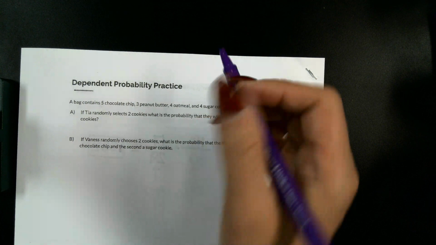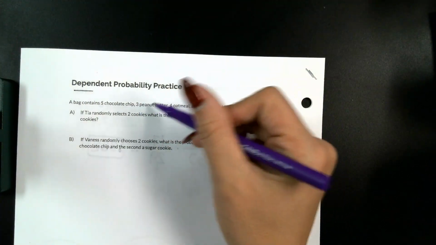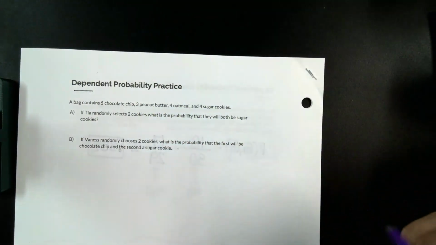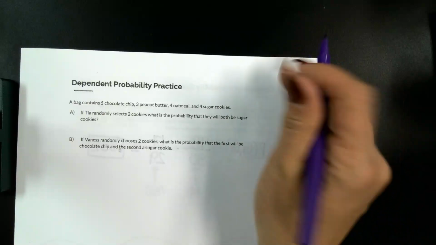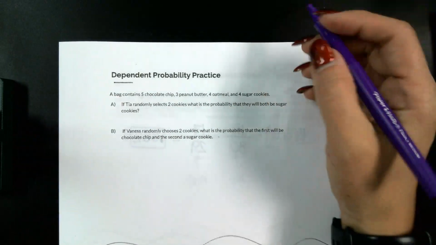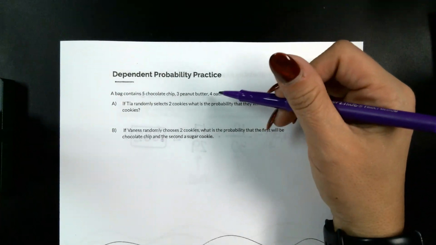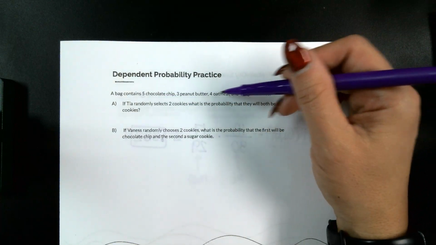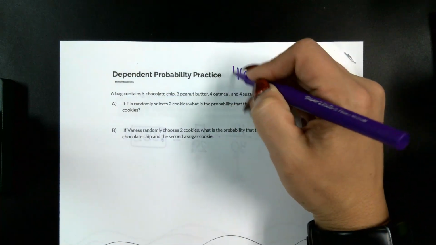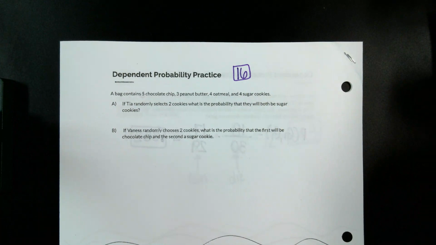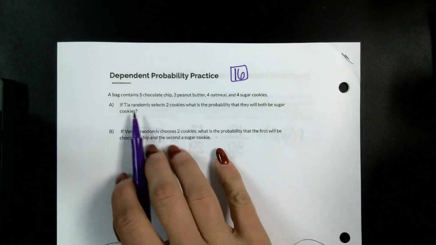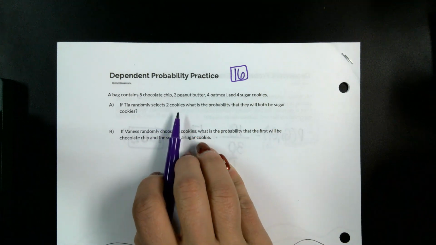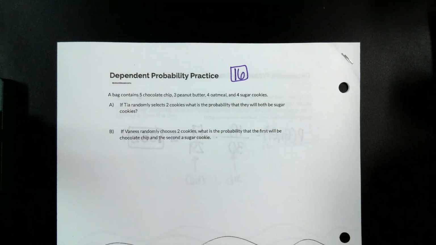A bag contains 5 chocolate chip, 3 peanut butter, 4 oatmeal, and 4 sugar cookies. So before we do anything, I need a total number of cookies here. 5, 8, and 8 more. So we have 16 total. You always want to know the total because that's going to be the bottom number to start with. So if Tia randomly selects 2 cookies, what is the probability that they'll both be sugar cookies?